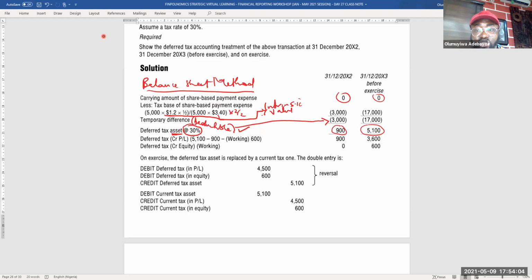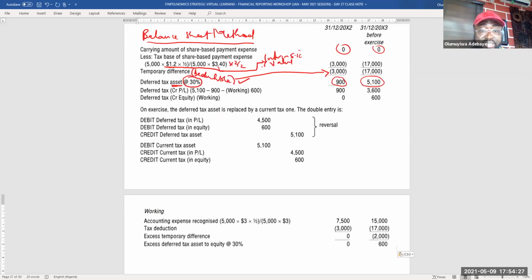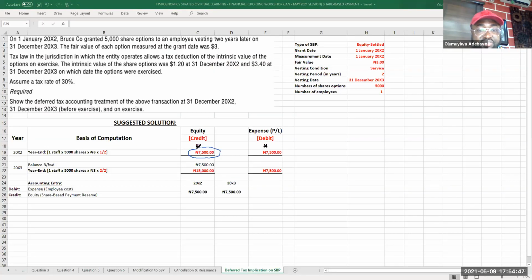Now, this 900, let us go and make some comparison. The comparison I want us to make is this. Because I want to determine whether all of it is what I will recognize in profit or loss, or a portion of it will be recognized in the equity directly. Now look at it. This is the accounting expense we did the other time, 7,500 and 15,000. This is cumulatively as at year 1. This is cumulatively as at year 2. Again, let me show you from the Excel so that you can refresh. Okay, remember, cumulatively, it was 7.5 here, and cumulatively, it was what? 15 here. Now, that is what we brought forward here.